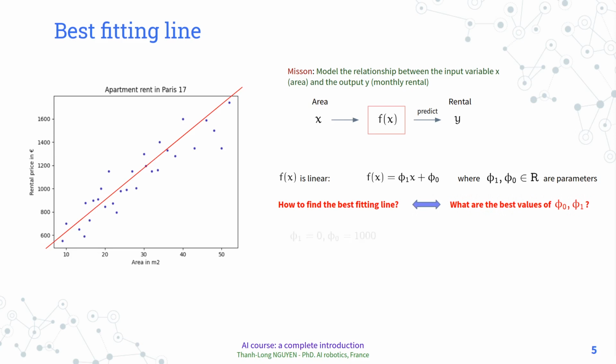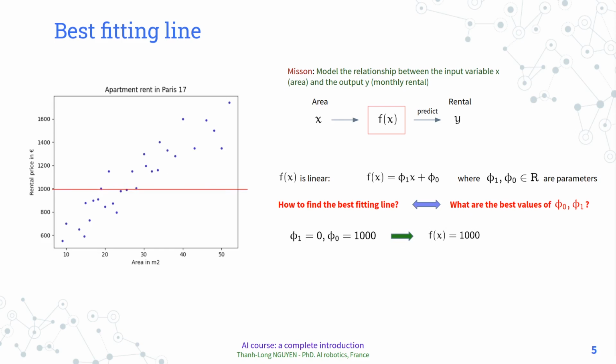For example, if phi1 equals 0 and phi0 equals 1000, then f of x will be 0 times x plus 1000. So f of x equals 1000. Then its graph will be a horizontal line like this.